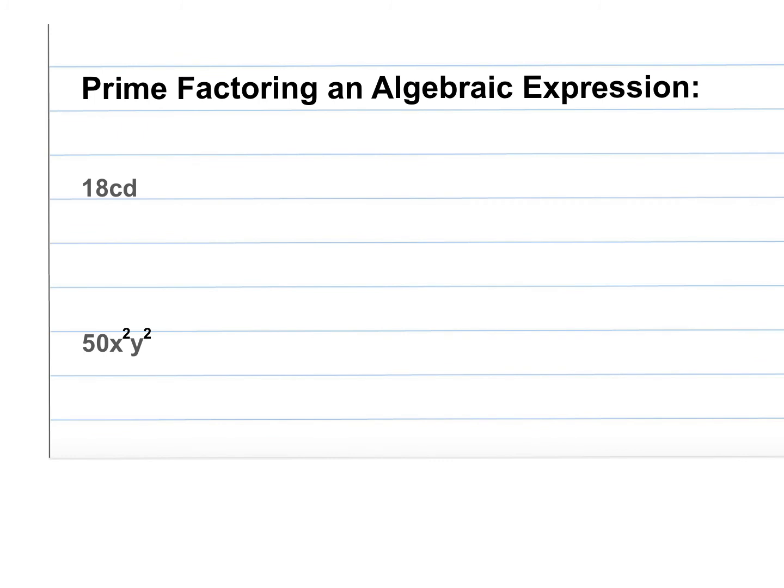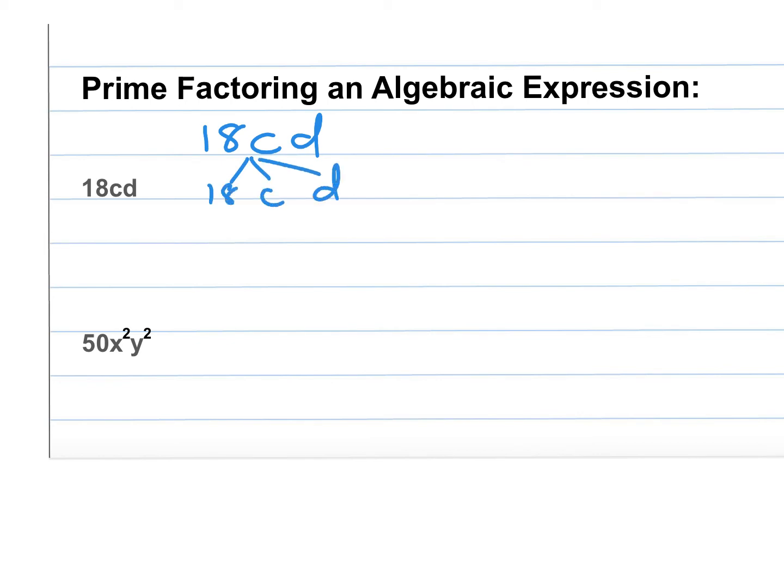So prime factorization with algebra isn't really any different. We're treating our variables as a number that we don't know yet, so we're treating them as their own number, which possibly could be prime. So what you do here is you take 18 and you just factor that, 18 times C times D. So it's kind of like this is 18 times C times D.